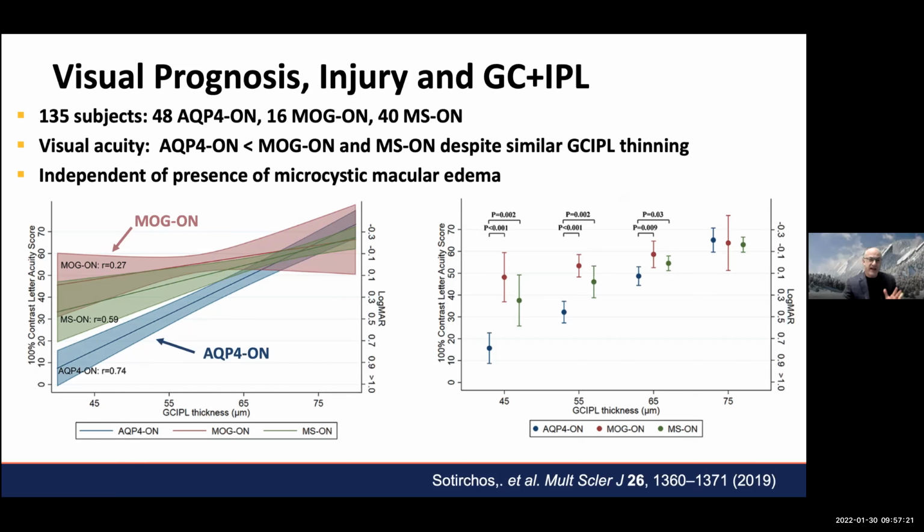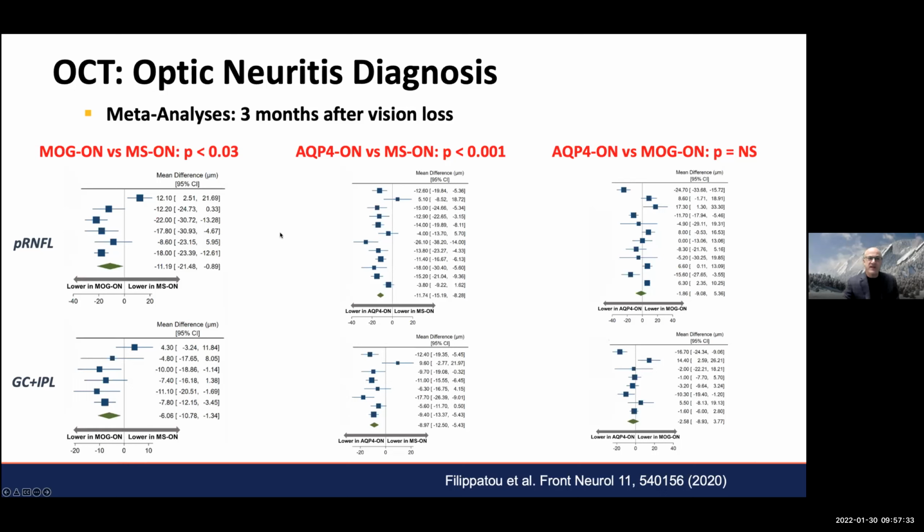So we'll have to stay tuned, but OCT may have powerful independent predictive ability based on the type of optic neuritis that's occurring. When it comes to diagnosis, however, OCT alone is not going to differentiate for you the difference between MOG, MS, and aquaporin 4 optic neuritis.